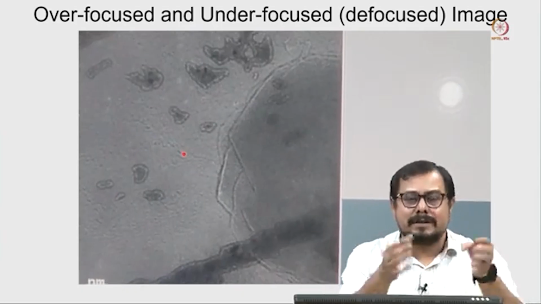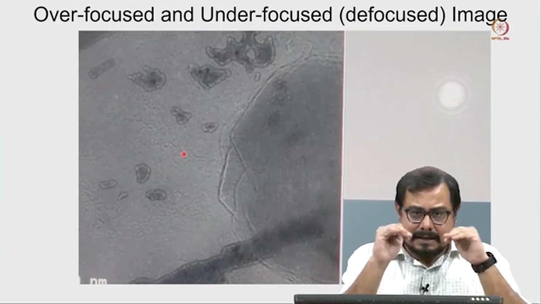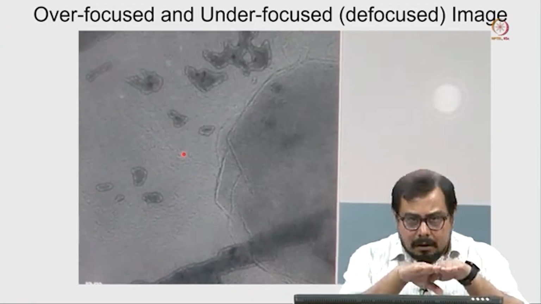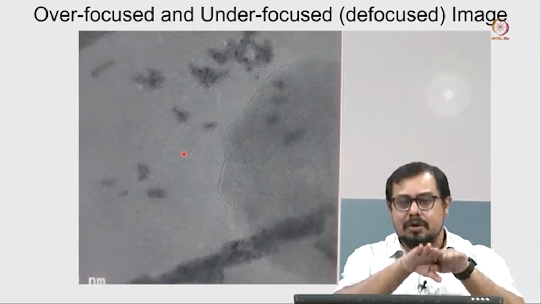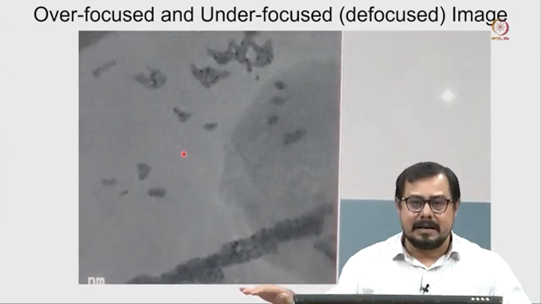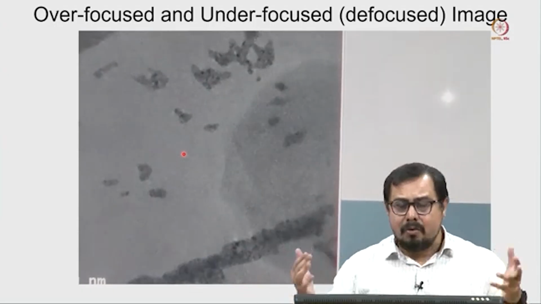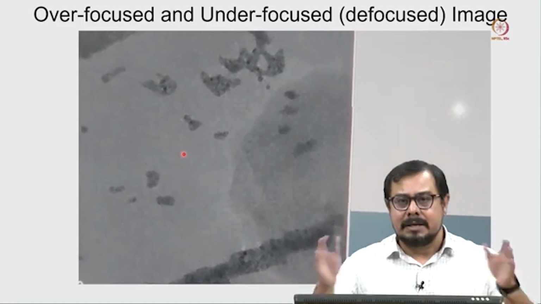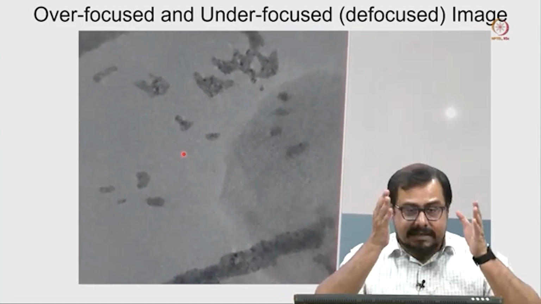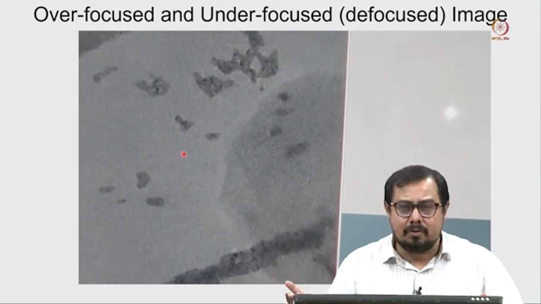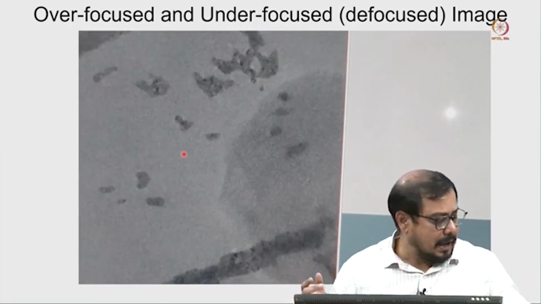So that is the reason whenever we are collecting data in an over focused or under focused condition, we should be consistent; we collect data in that condition all the time. Now we want to compare these things side by side, one an under focused image and one an over focused image, same position, and see how it looks.